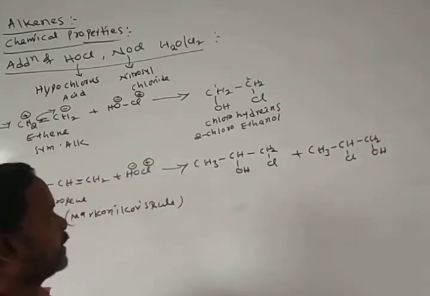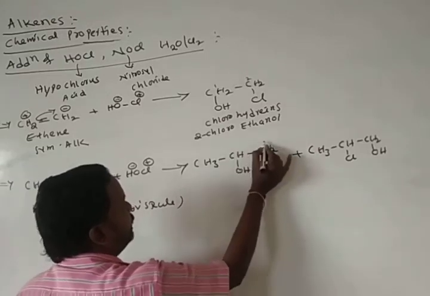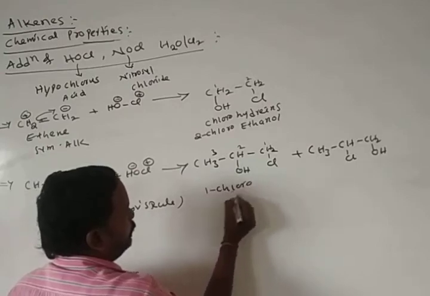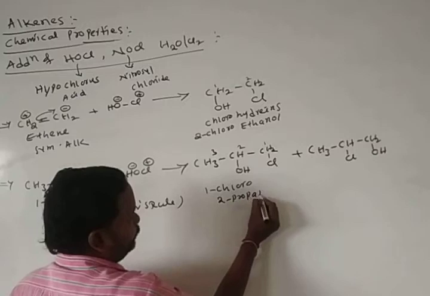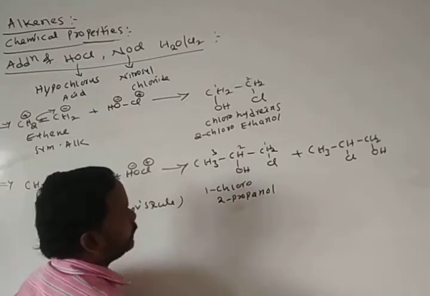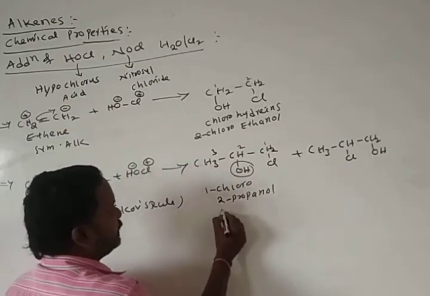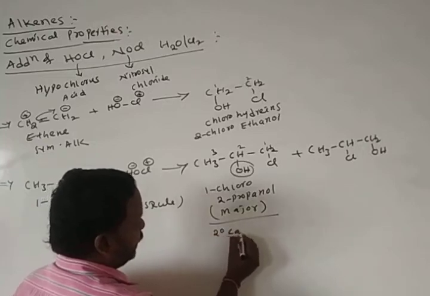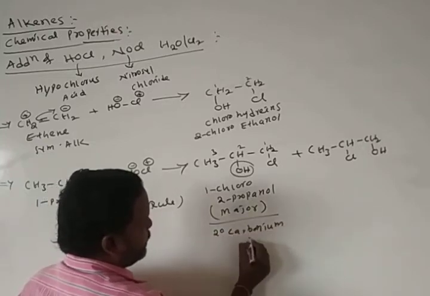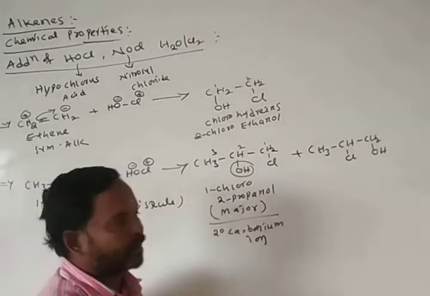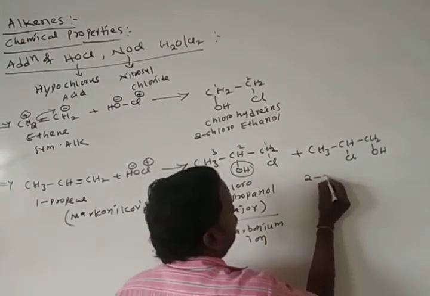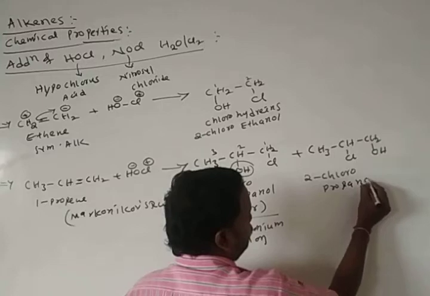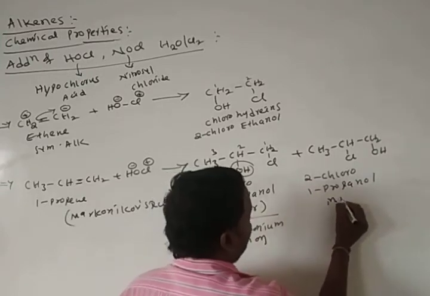Here Cl and here CH2OH. Two compounds are formed. What is the name of this one? Give the numbering, left to right or right to left: 1, 2, 3. 1-chloro-2-propanol. The negative part means here OH minus. This is the major product. Why is it the major product? It proceeds through a secondary carbocation. And this other one is called 2-chloro-1-propanol. It is the minor product.